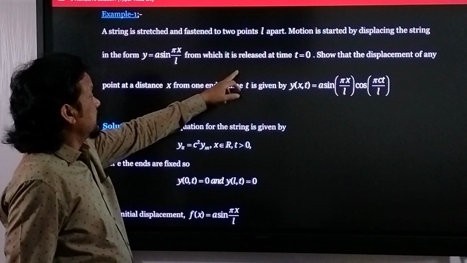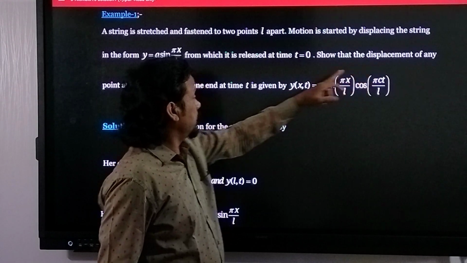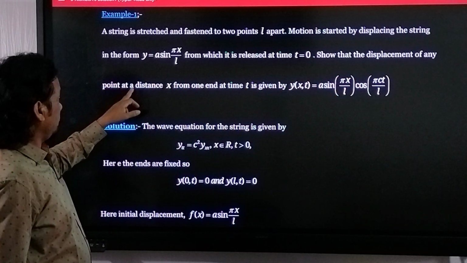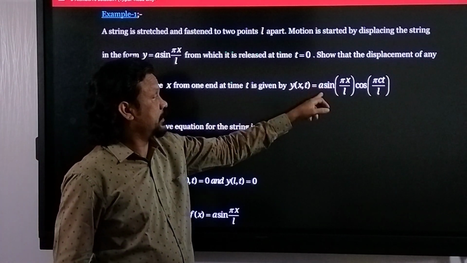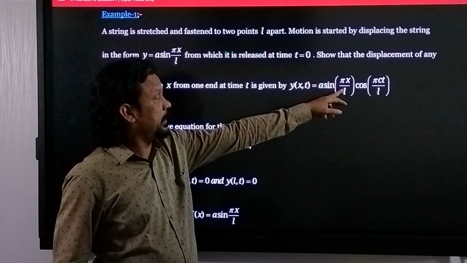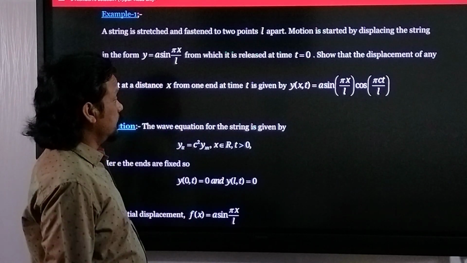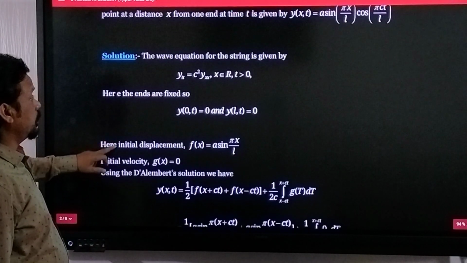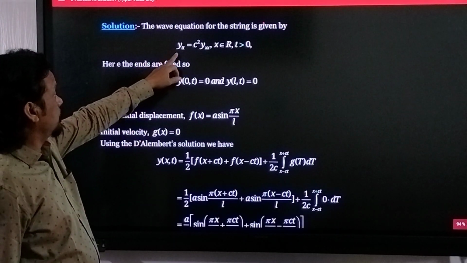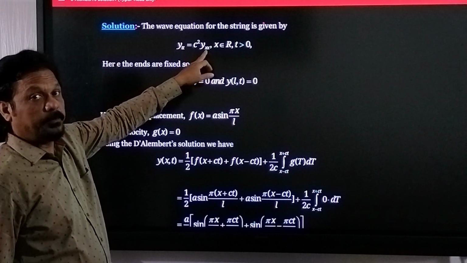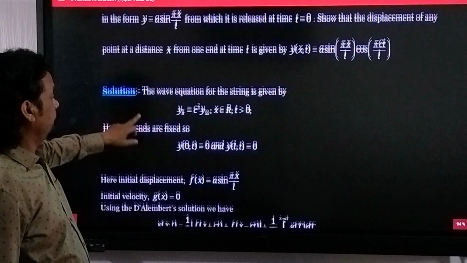That means at time t equal to 0 is the initial displacement. So the displacement of any point at a distance x from one end at time t is given by y of x, t equal to a sin pi x by L into cos pi ct by L. And this problem I am going to solve by the method of D'Alembert's equation. So y_tt is equal to c square into y_xx. In place of u, I am taking y because in the question it is given in the form of y.